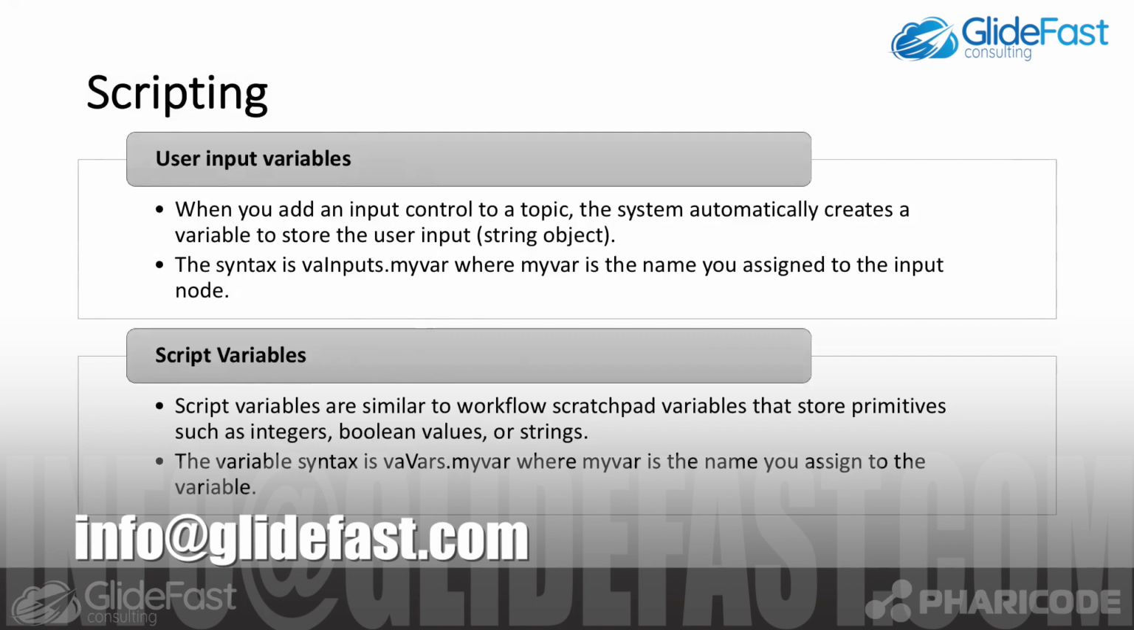The way that you would do that in the syntax is you can use VA inputs and then define your variable. Basically, you can capture what a user responds to a certain question by using that VA inputs. For example, and I'll show you guys this, VA inputs dot name equals Josh, you could route. The other thing is script variables.